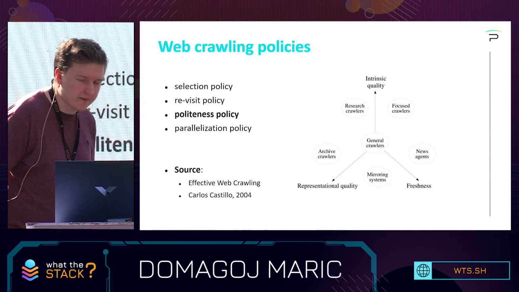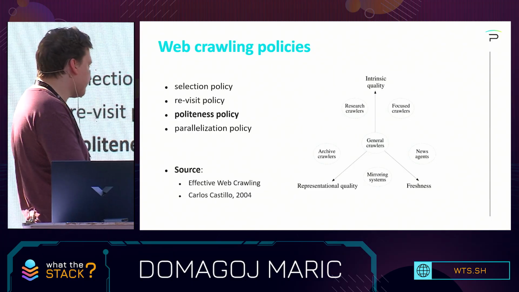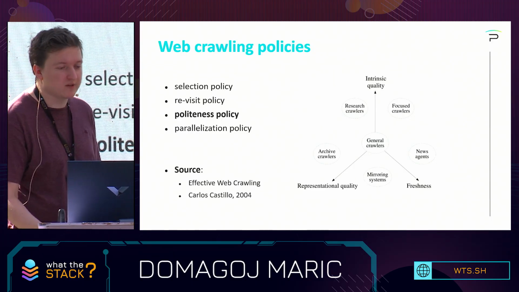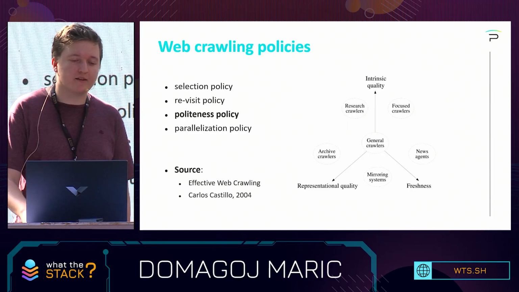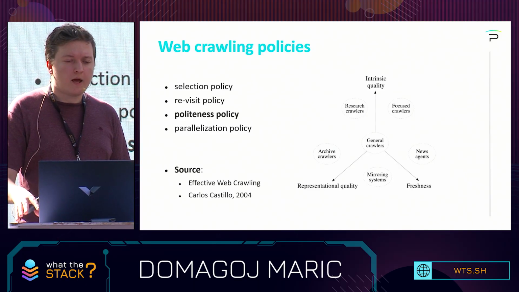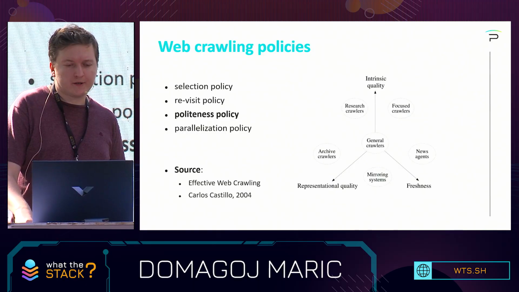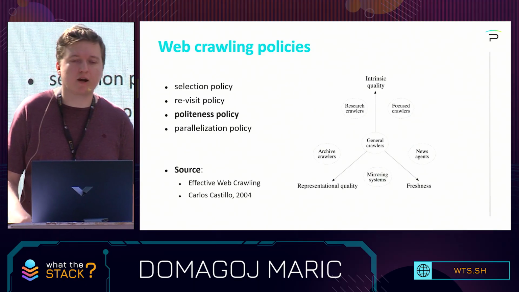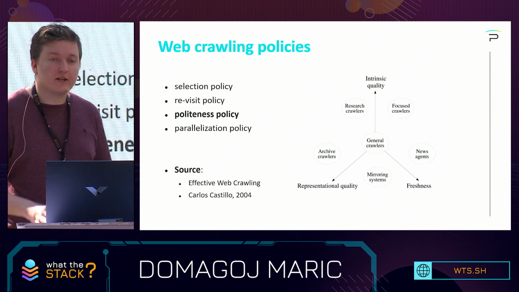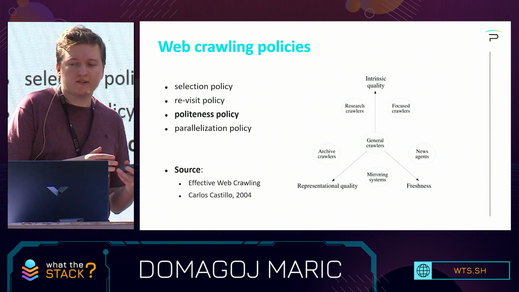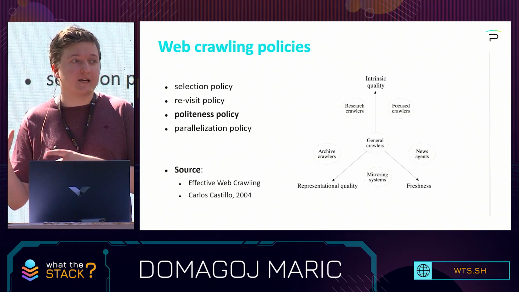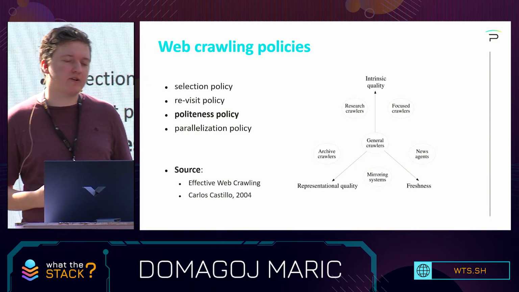So, the web scraping policies. This is from a paper which is over 20 years old, but it's still very relevant regarding web crawling. It's called Effective Web Crawling by Carlos Castillo, and there were four policies that he described when you're doing web scraping or web crawling solutions. Selection policy, which means what sites should you extract, which are relevant, which are not, which also sitemaps can help with. We will also cover that.